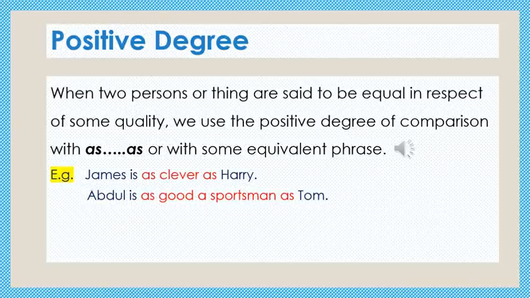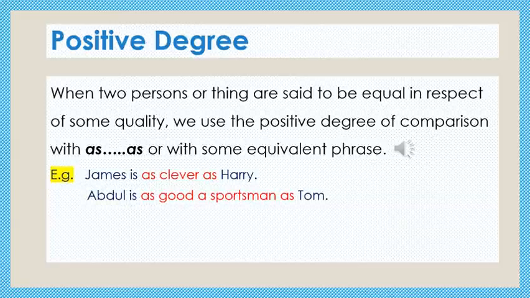Just see the definition given. When two persons or things are said to be equal in respect of some quality, we use the positive degree of comparison with as or with some equivalent phrases. To express a quality in a simple statement or to show that two nouns or pronouns have the same quality in an equal degree, using as, or in an unequal degree, using not so as, the positive degree of comparison is used.